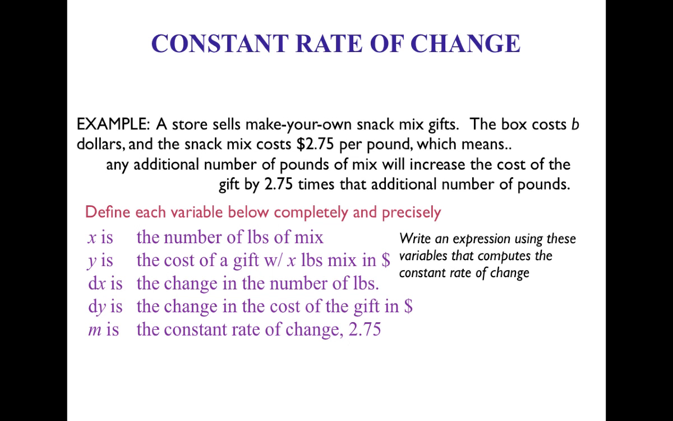So then, do we have to put $2.75 per pound, or is it just $2.75? Yeah, it would have been better if I put the units on it. The units matter. So yes, dollars per pound I should have put. Okay, write an expression using these variables that computes the constant rate of change.